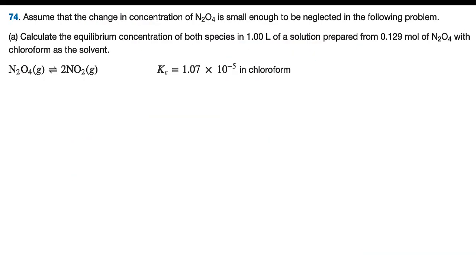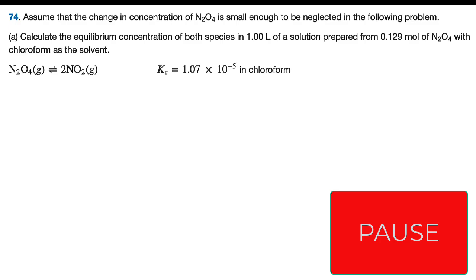Okay, give this one a try, right? Here is a very similar problem. We're saying that we start off with a certain amount of N2O4, and we're going to do an equilibrium ICE table problem with it. Go ahead and pause here, try to work through this one. You have Kc, you have the initial condition. Remember, there's no NO2 to start if it's not specified. So give it a try, and then we will walk through it.